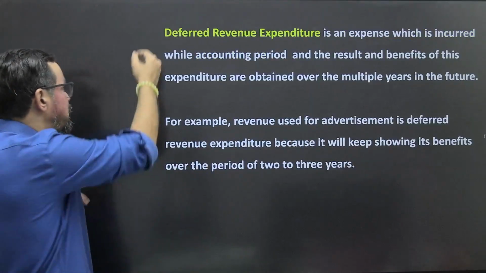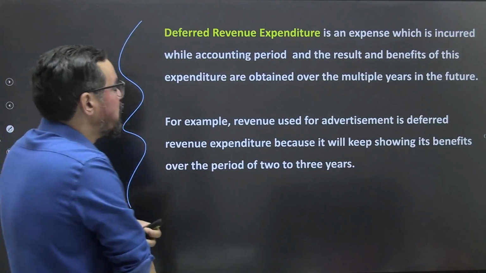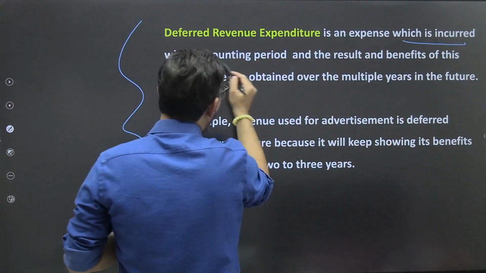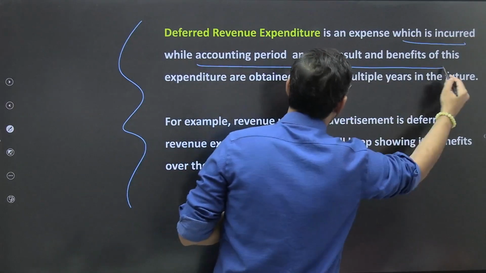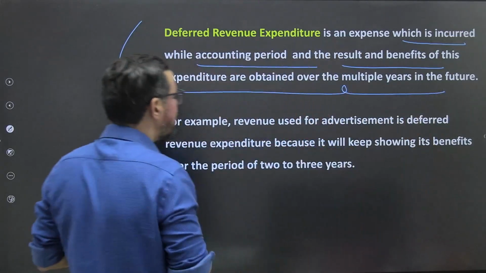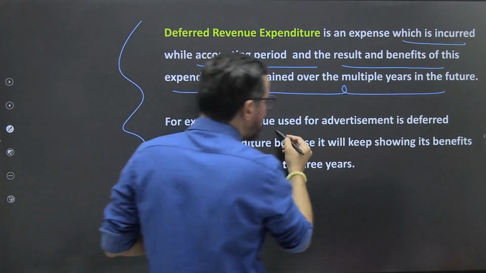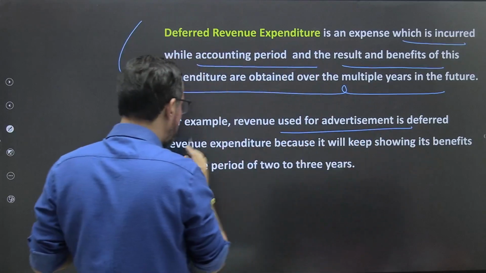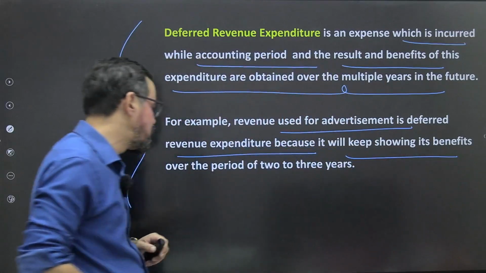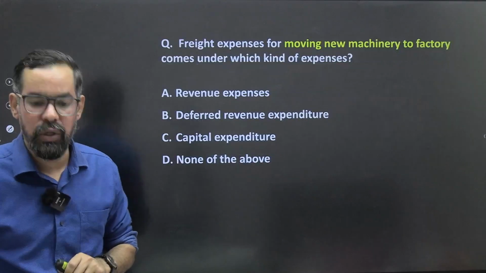Please pay your attention here with the definition. Deferred revenue expenditure is an expense which is incurred in the accounting period, and the result and benefit of this expenditure is obtained over multiple years in future. Example, revenue used for advertisement is deferred revenue expenditure because it will keep showing the benefits over the period of 2 to 3 years.